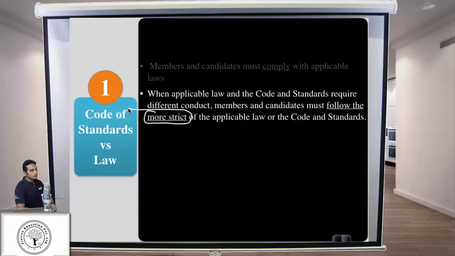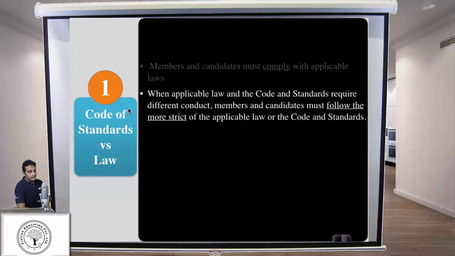Yes. Yeah, that's an interesting one. What he said is that let's say you are in possession of some material non-public information. In simple language, it means insider information. What the code of standards says is you cannot act on that information. If you have access to some information and you trade on that, then you're in violation.